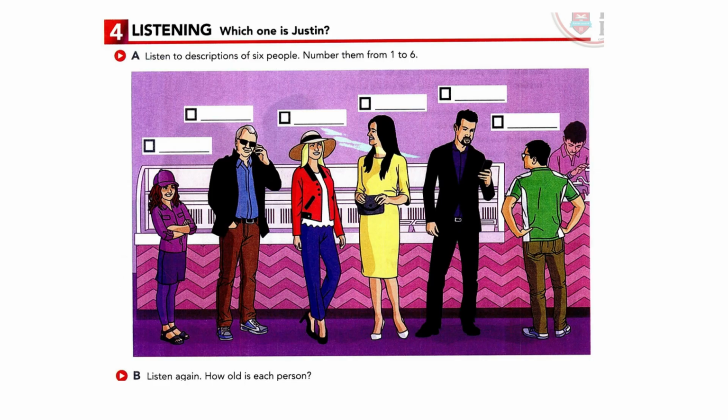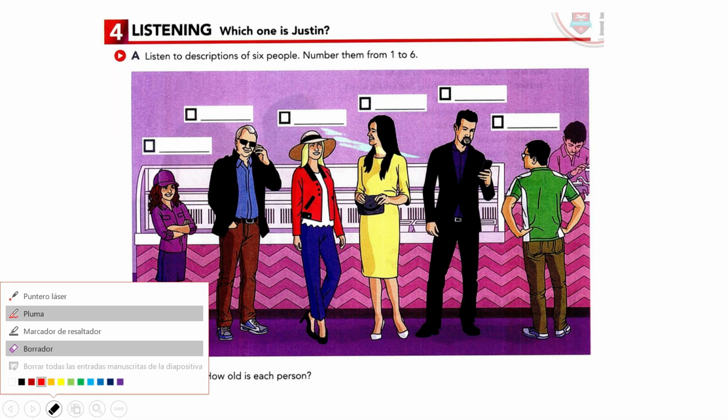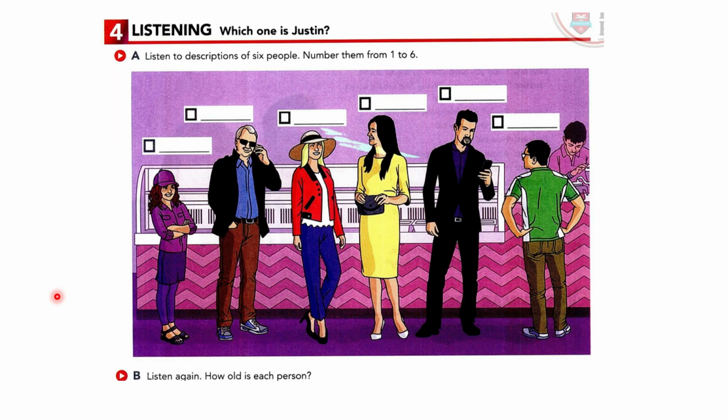Okay, so which one is Justin? So listen to the descriptions. Listen to descriptions of 6 people. Number them from 1 to 6. Okay, so let's start with number 1. What is the first person being described? Tell me, Angela.